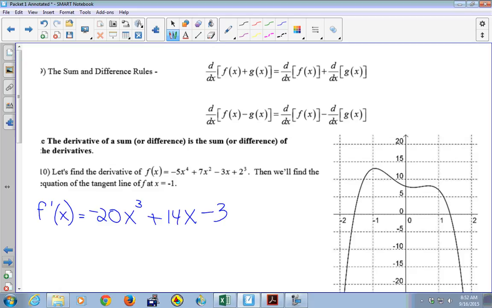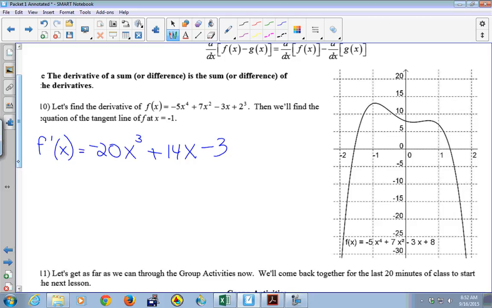2 cubed is a constant, yeah. I was trying to trick you into trying to use the power rule, right? 2 cubed is just the number 8, and a constant has a derivative of 0. So I'm done here. I could write plus 0, but I'm not going to. All right, so there's my derivative of the polynomial that I graphed over here, negative 5x to the fourth plus 7x squared minus 3x plus 8.